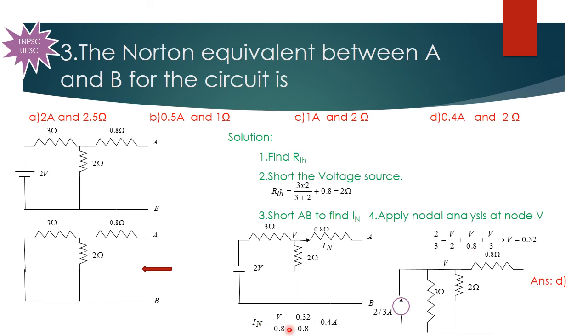Then we can calculate IN. IN is equal to V by R. R means this resistor, 0.8. So that is equal to 0.4 ampere. So option D is the right answer.